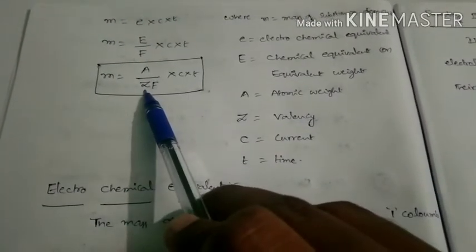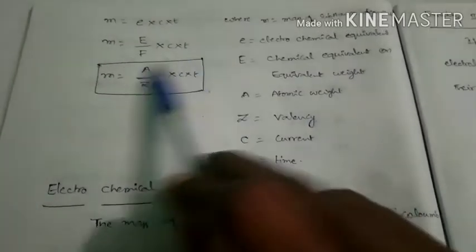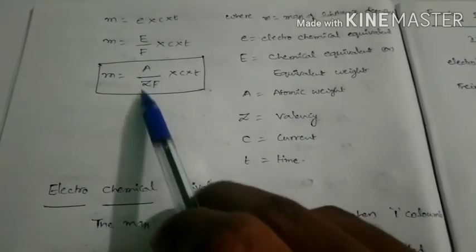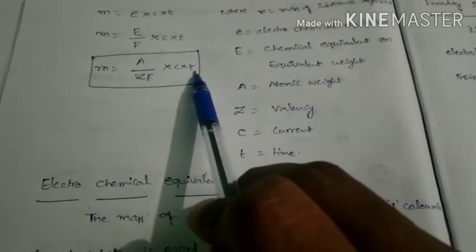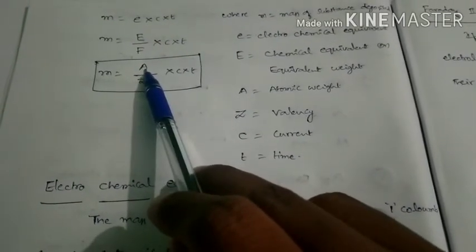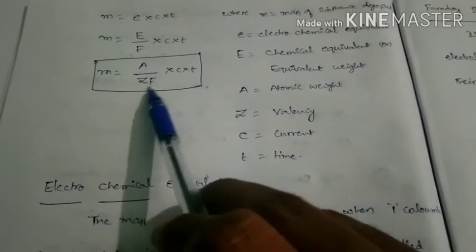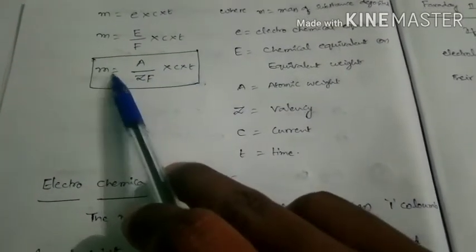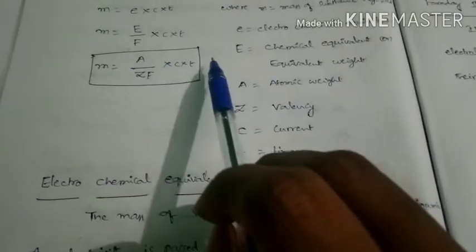Here Z is nothing but valency. So finally, this is the formula regarding Faraday's first law, that is small m is equal to capital A by ZF into C into T, where A is the atomic weight of the substance, Z is valency, F is Faraday, C is current, T is time, and m is the mass of the substance deposited at a particular electrode.